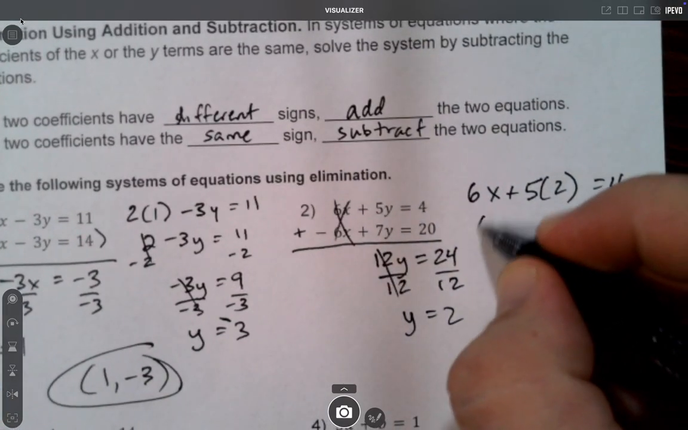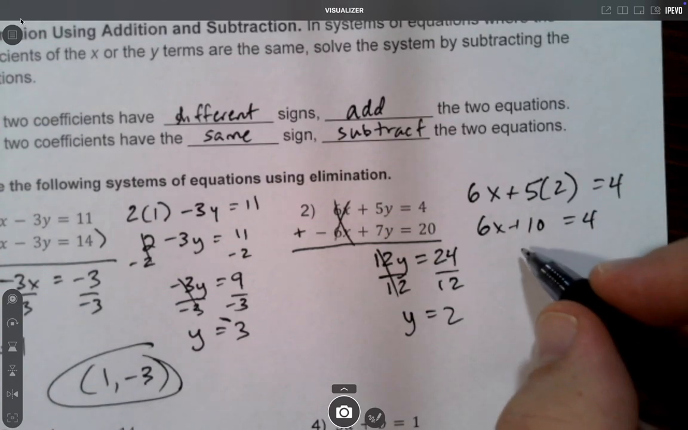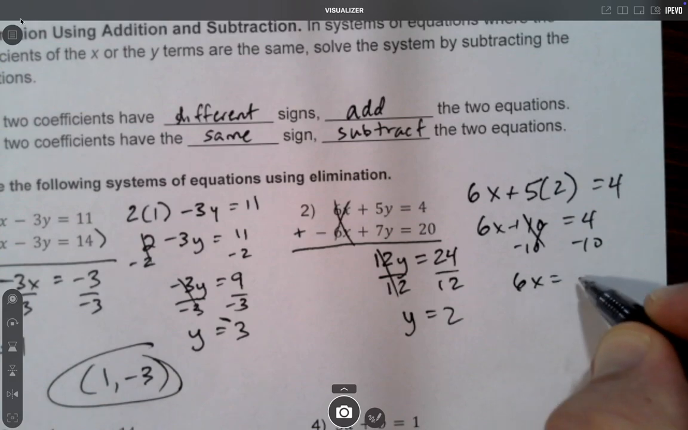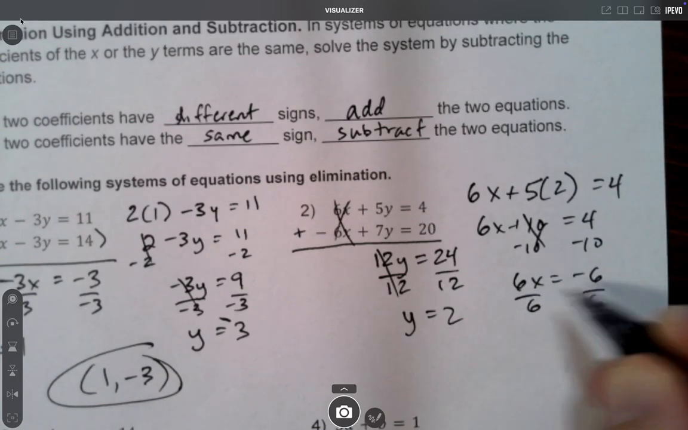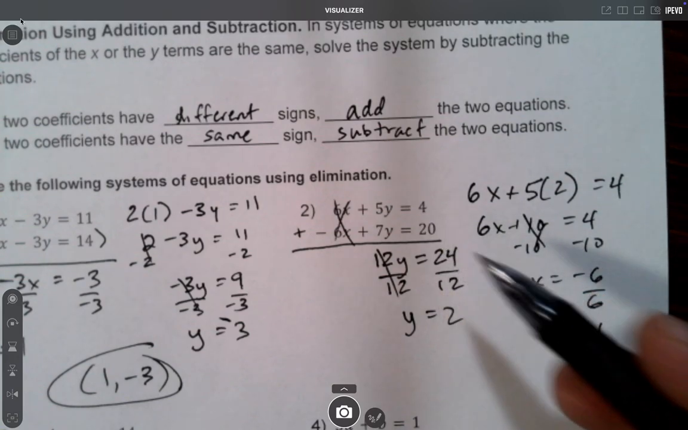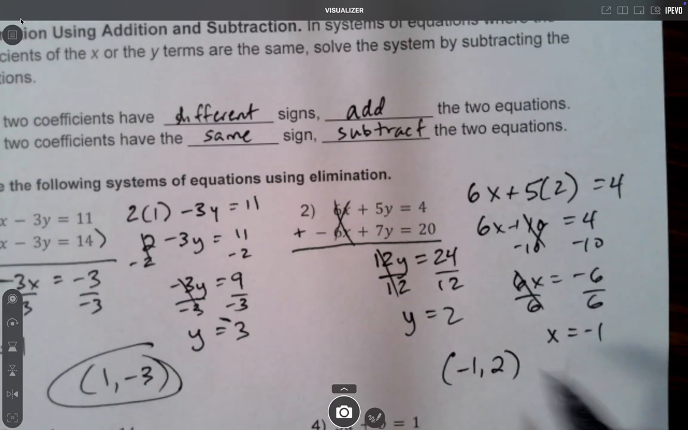So 5 times 2 is 10. We'll subtract 10 from both sides. We get 6x equals negative 6. We'll divide both sides by 6. So we get x equals negative 1. So the answer to this system of equations, the solution, is the ordered pair (-1, 2).